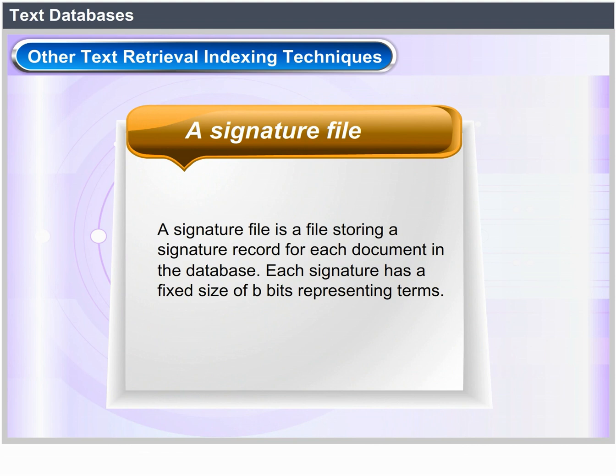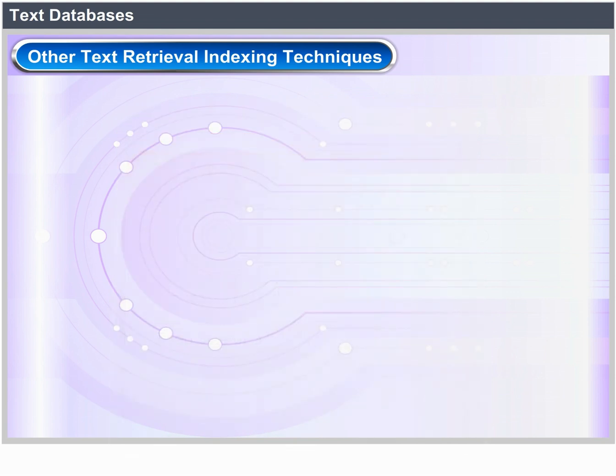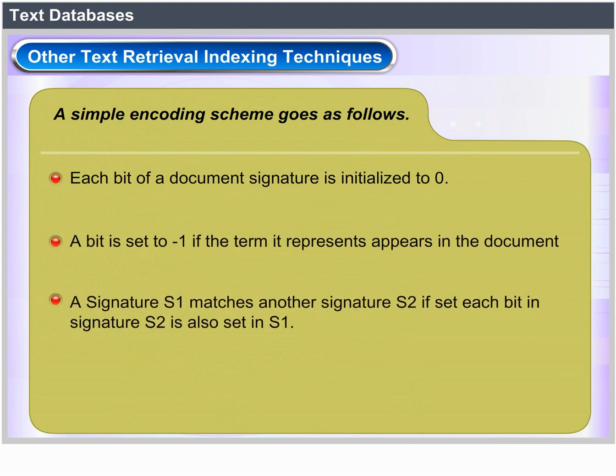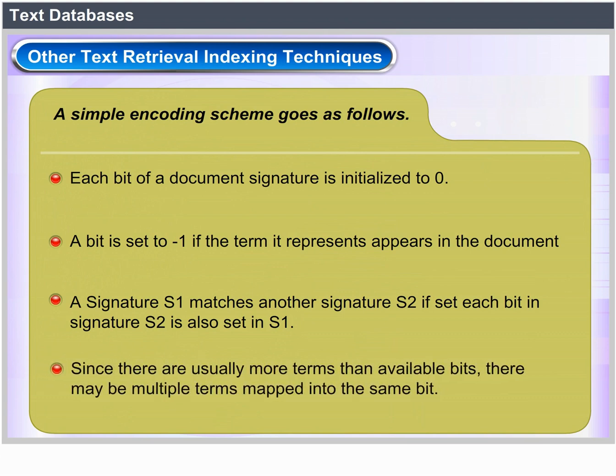A simple encoding scheme goes as follows. Each bit of document signatures is initialized to 0. A bit is set to 1 if the term it represents appears in the document. A signature S1 matches another signature S2 if each bit that is set in signature S2 is also set in S1. Since there are usually more terms than available bits, there may be multiple terms mapped into the same bit.